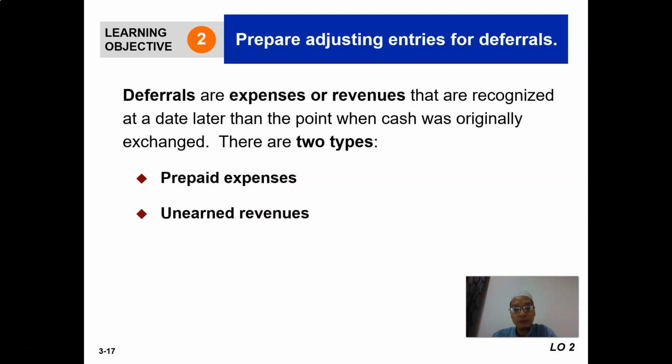Okay, so like I've mentioned before, deferrals are expenses or revenues that are recognized at a date later than the point when cash was originally exchanged. The cash has already been exchanged, but we recognize the revenue or expense at a much later date. There are two types of deferrals. One is prepaid expenses, and the other is unearned revenues.